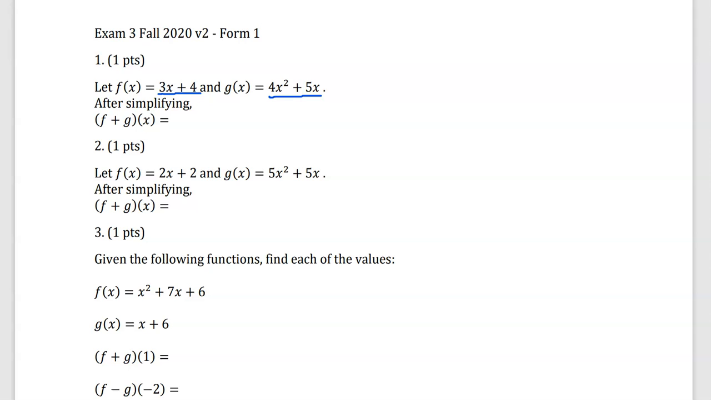To add them together, f plus g, we put f, and we'll do our work over here and then put our answer here. So our f, 3x plus 4, added to g, plus, and then we just put g, 4x squared plus 5x.